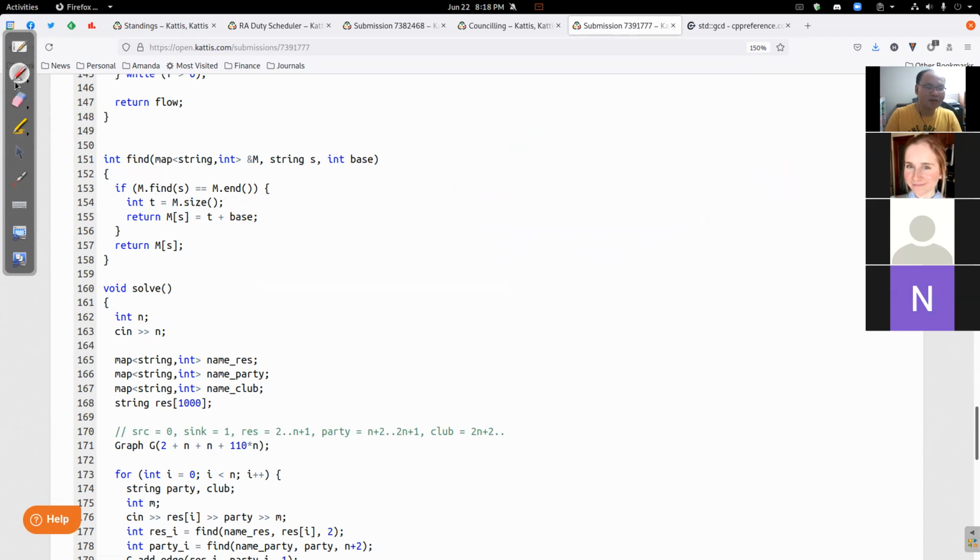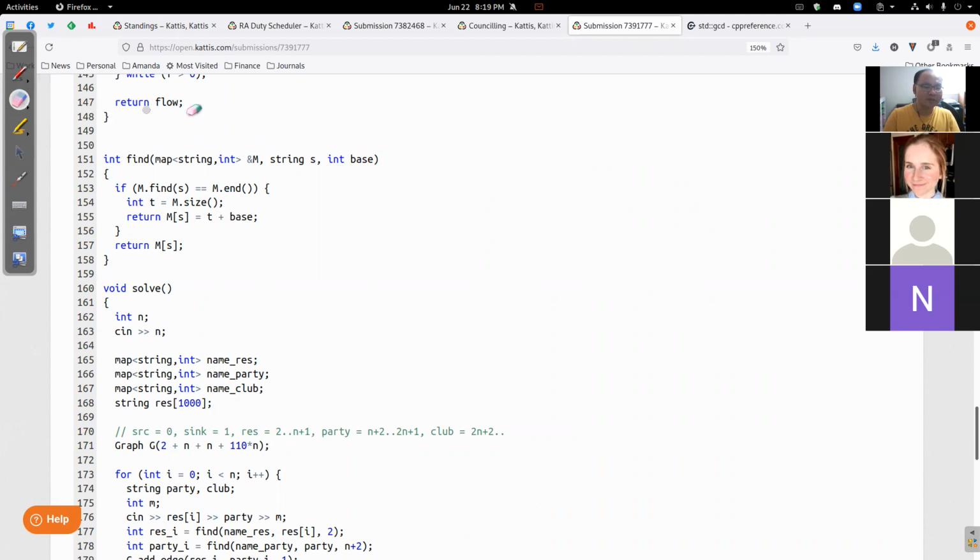The base is just an offset. Okay, so I'll tell you why. So basically, why do I have this offset? Because I told you that maybe all the people will be from 2 to n plus 1. So instead of starting at 0, I want to start at 2. So if I'm looking at people, then I add base to be 2. So everybody will start counting at 2.